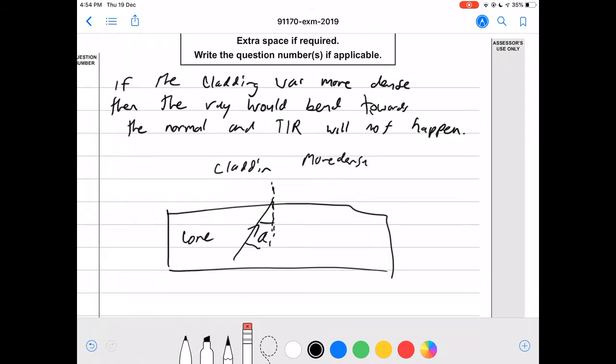However, if the cladding is less dense, then the ray actually bends away from the normal, and we can see that as this angle of incidence increases, it's going to bend further and further away from the normal. So let's say this ray here bends here. Oh, my drawings are terrible. Sorry.